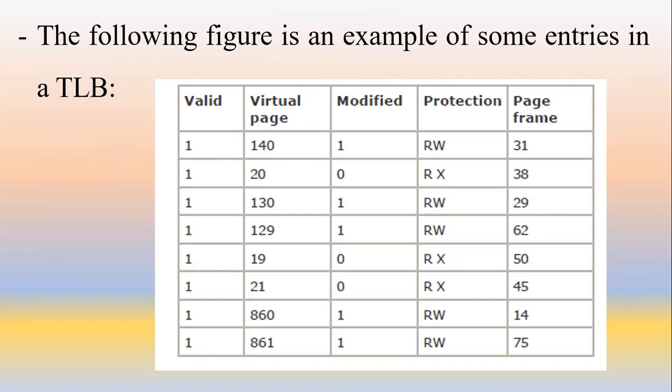And you can see that the virtual pages are of different sizes. Under modified, we either have a 1 to indicate that that page has been modified, and a 0 that it is not. So any modified page can be indicated using bit 1 and an unmodified one bit 0. Then under protection, we have different protection modes. Then under page frame, we have different page frames.